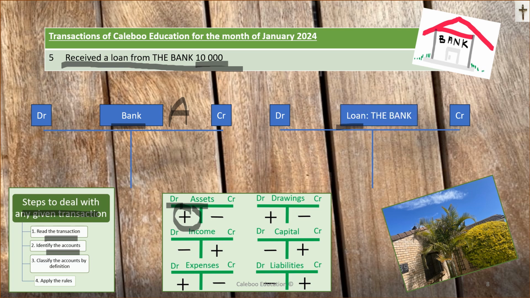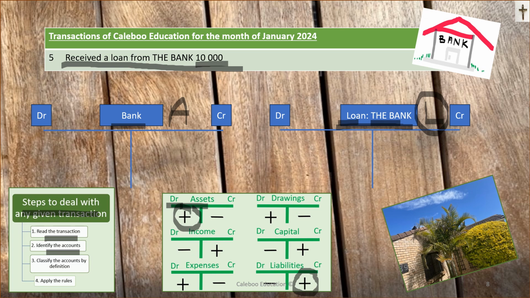But now we have a loan, and the name of the bank is, I've just made it, the bank. So we have a loan with the bank. It's important to put the name of the institution that you have a loan with. So loan, the bank is the name of the account. Now a loan is a liability, and the liability has increased because this 10,000 is going to have to be paid back over an agreed upon time to the bank with interest.